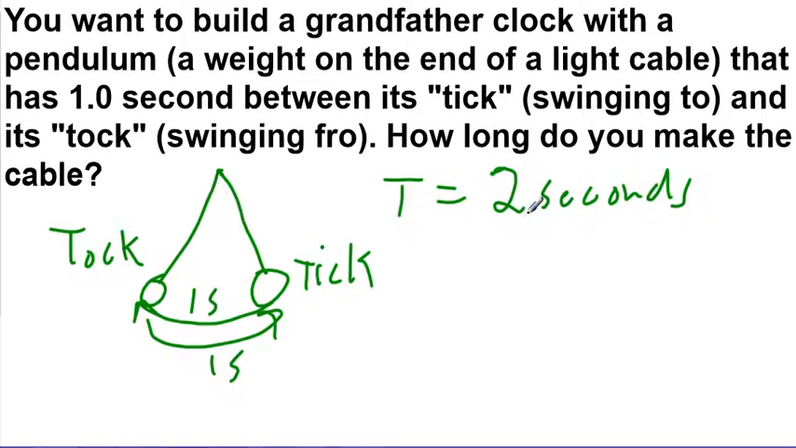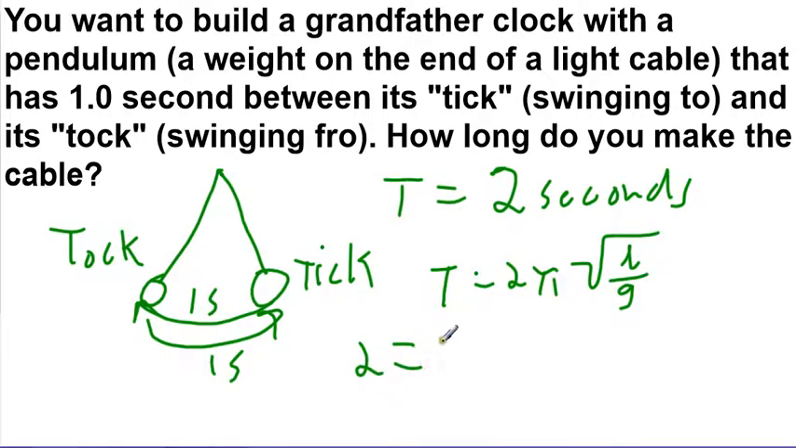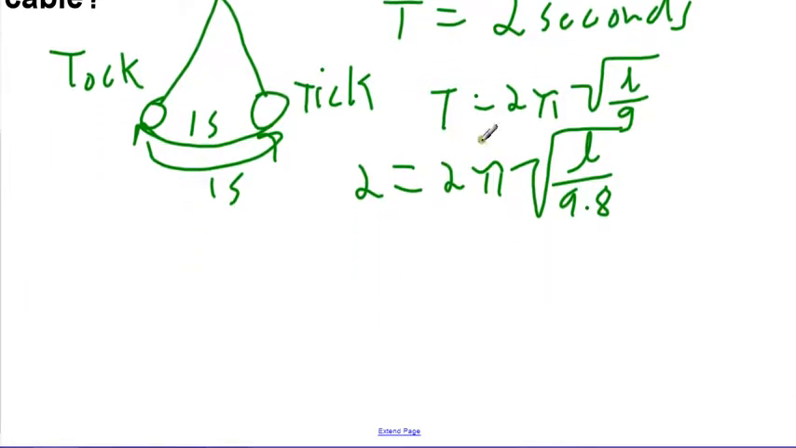And once we know that, we can plug it into our equation, which is going to be T is equal to 2 pi square root L over G. So we have 2 is equal to 2 pi square root L over 9.8. And when you work out this math, you should get your length as 0.99 meters. Do the math yourself. Make sure you can work this out and to check my values.